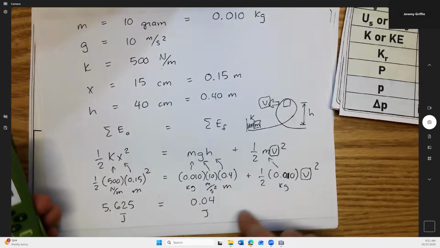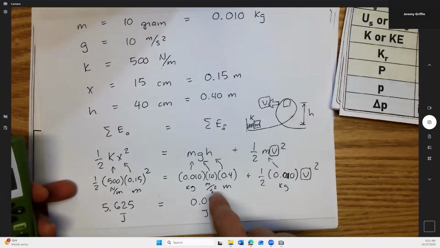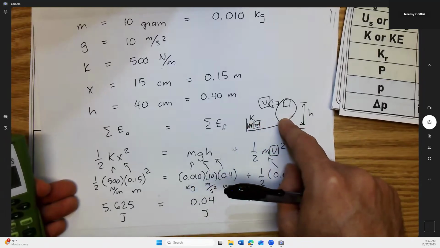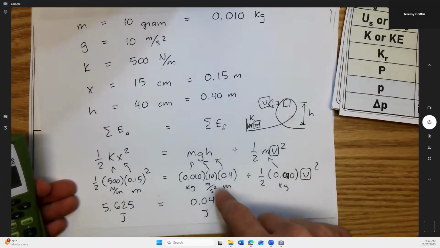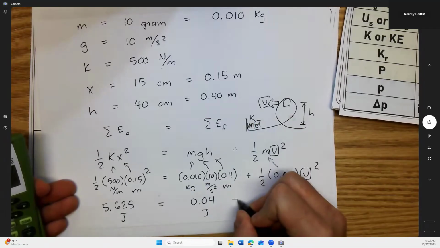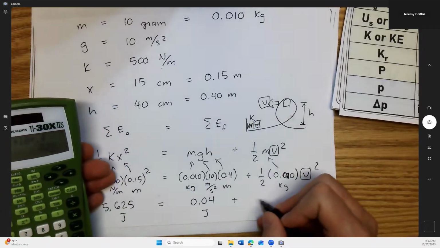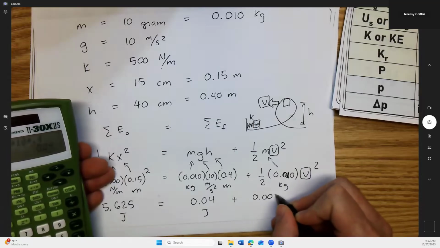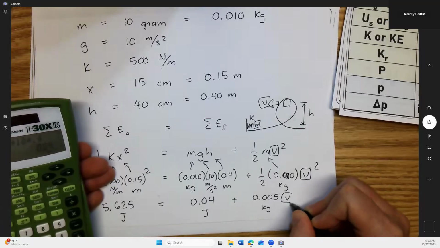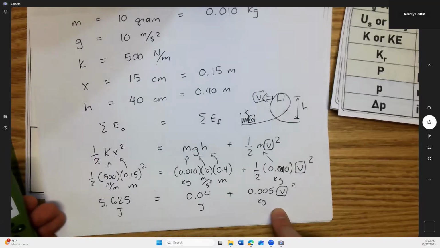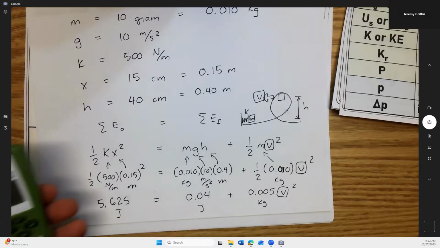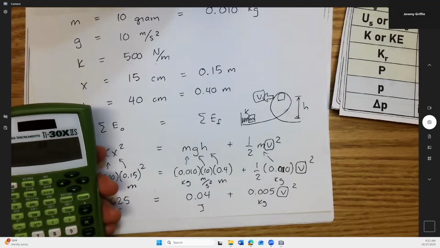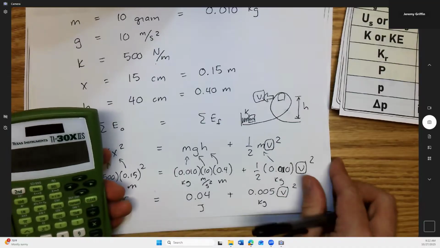Okay, what I was worried about was, what if I make this mass too heavy? Guys, if the mass is too heavy, do you think it doesn't even make it to the top at all? Yeah. So that's why I made it a tiny mass, and I got plenty of spare energy left over for motion. Right, so no worries at all. The rest is so many kilograms times v squared. Okay, so let's subtract this over. What's 5.625 minus 0.04, and then divide by 0.005, and then take the square root.